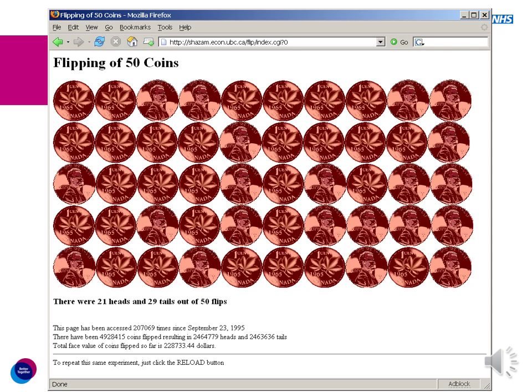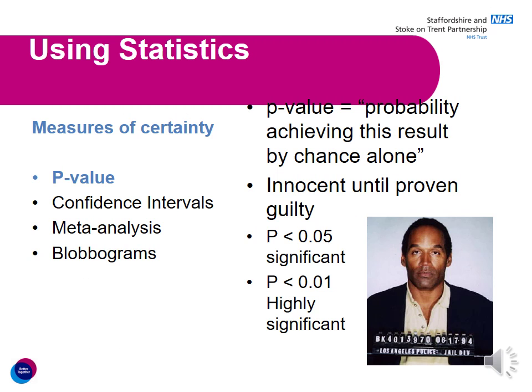The play of chance has meant that there can be a variation in the result that you get back. Now, that doesn't mean the coin is not a 50-50 coin, or that there's something wrong with it. It just means that chance has given us a slightly different result. So the question then that we have is, for every experiment we do, how do we know that the result that we've got is actually due to the intervention and not just to the play of chance?